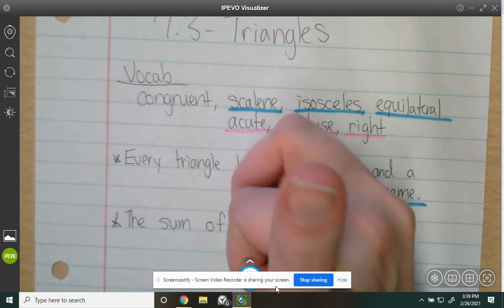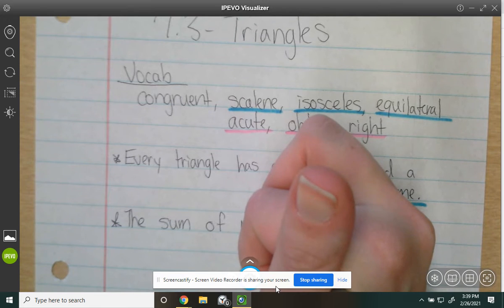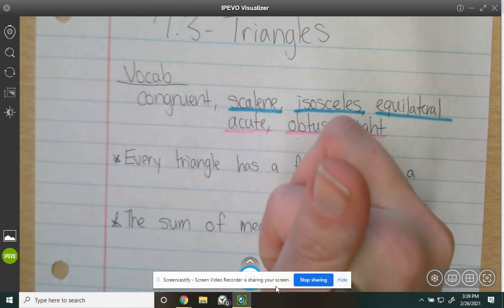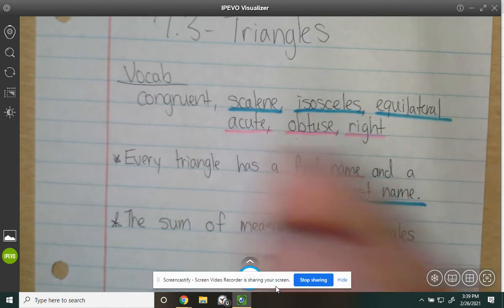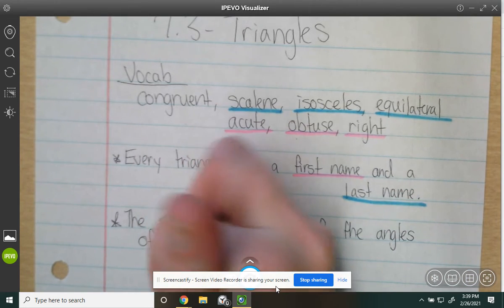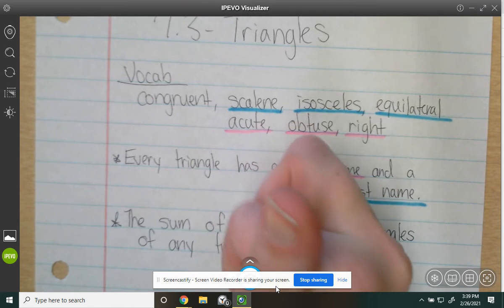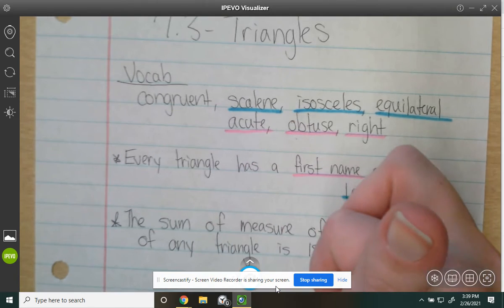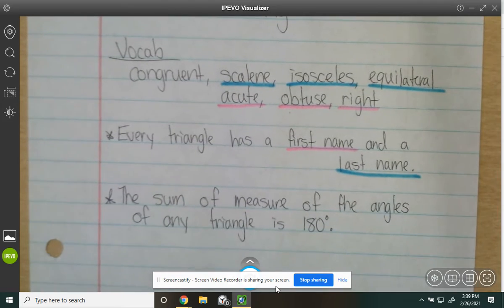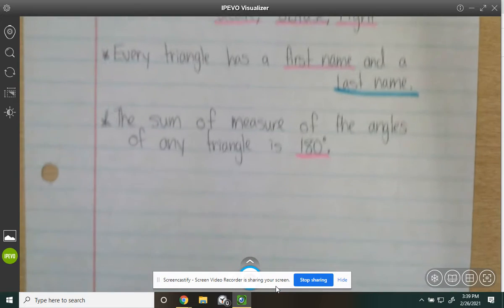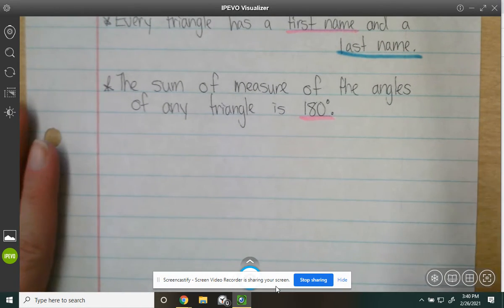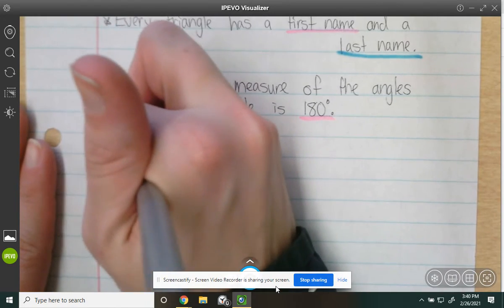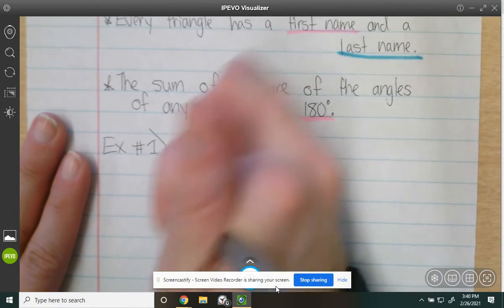The next thing we need to know is the sum of the measure of the angles of any triangle is 180 degrees. Okay, that 180 is pretty important. So let's do a couple examples here.